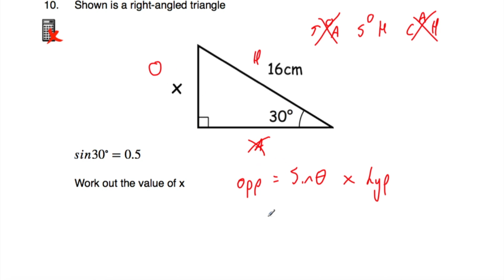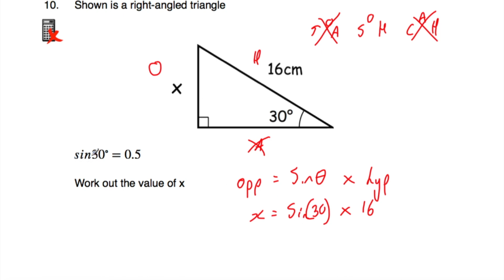We've got the opposite, which is equal to x, is equal to the sine of the angle, so that's the sine of 30 multiplied by, and I'm just going to put that in brackets, the sine of 30 multiplied by the hypotenuse, which is 16. Now in this question, it's a non-calculator question, so normally at this point we would just type this into our calculator, but we just press the sine of 30, close brackets, multiply by 16 and see what we get.